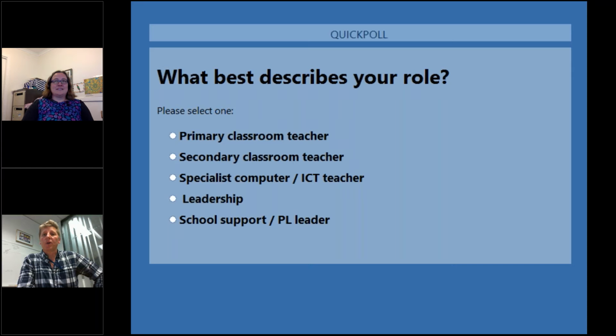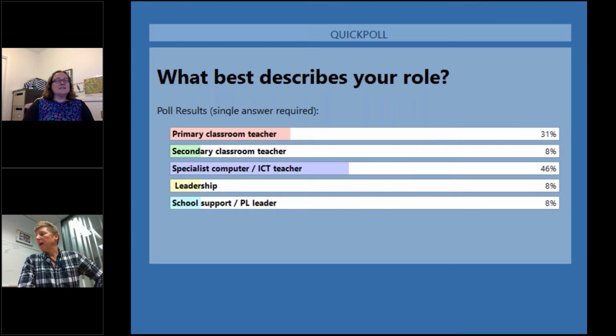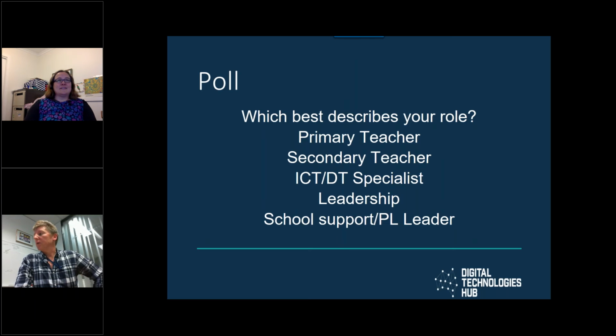I think we're good to go, so let's have a look at the poll. We've got 31% primary, 8% secondary, and 46% who are specialist computer people or ICT teachers. We've got 8% in leadership and 8% in a support role or PL leaders. So we've got a really good spread of people across the schooling. Fantastic, thanks for doing the poll.